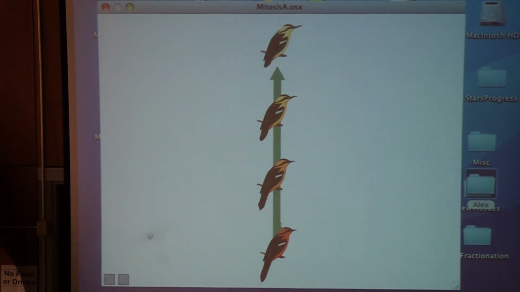Okay, so mutation is almost always bad, but when the good ones come along, those are the ones that allow a species to evolve.